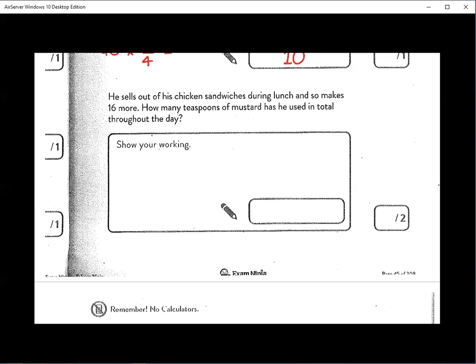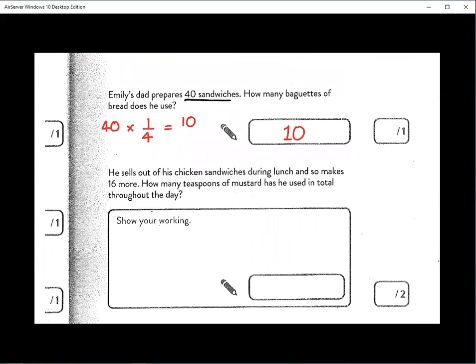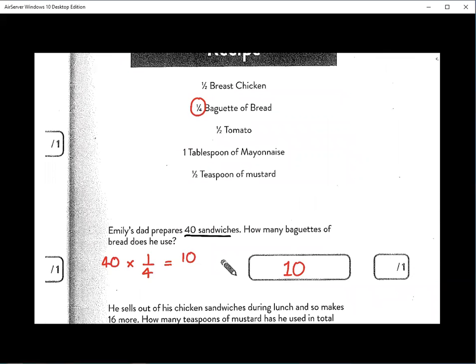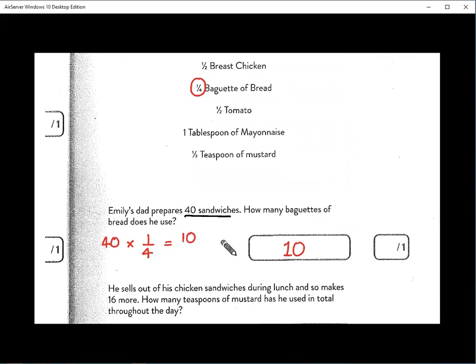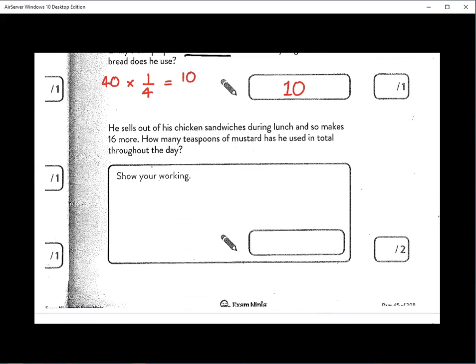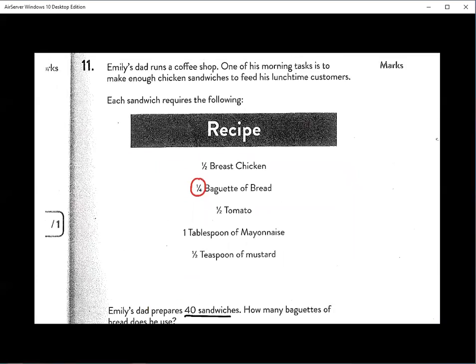He sells out of his chicken sandwiches during lunch, and he makes 16 more. How many teaspoons of mustard has he used in total throughout the day? So he sells out of his chicken sandwiches during lunch. So he prepares 40 sandwiches, and they're all chicken sandwiches. So he's got 40 sandwiches throughout the whole day. So how many sandwiches do you need to take into consideration for the second part of the question, for number 11?